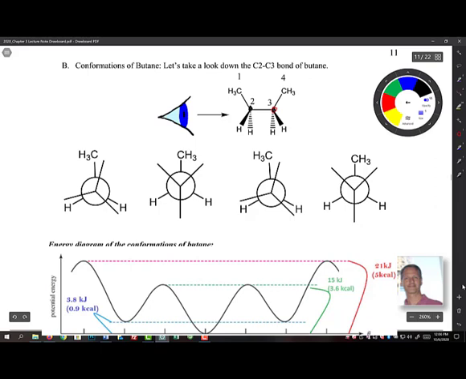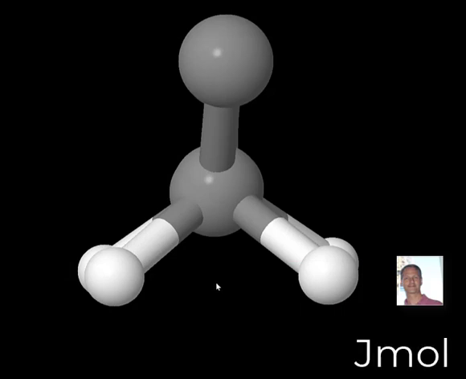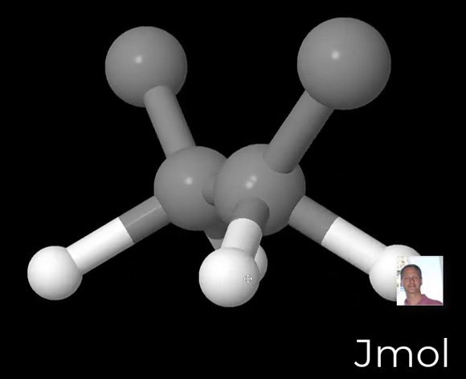All right, so as we look down that bond and draw our first structure, we're going to see that this methyl group here and this methyl group are eclipsed with each other. So we have a CH3 pointing up in the back and a CH3 here in the front. That's this CH3 here. So we're going to start off looking at this particular conformation of butane. It's a high energy conformation.